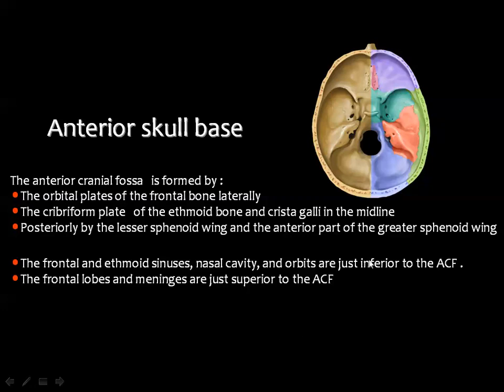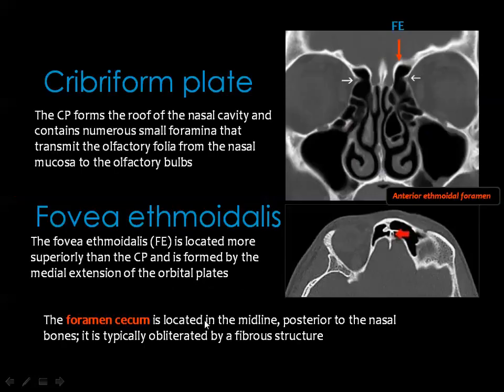Then the anterior skull base is formed by the orbital plate of the frontal bone, and this one, and the cribriform plate of ethmoids, as well as the crista galli, and in the midline, and posteriorly by the lesser wing of the sphenoid, this green one, as well as part of the greater wing of the sphenoid bone. The frontal and ethmoid sinuses, as well as the nasal cavity and orbits, are below the anterior skull base. The frontal lobe meninges are above the anterior skull base.